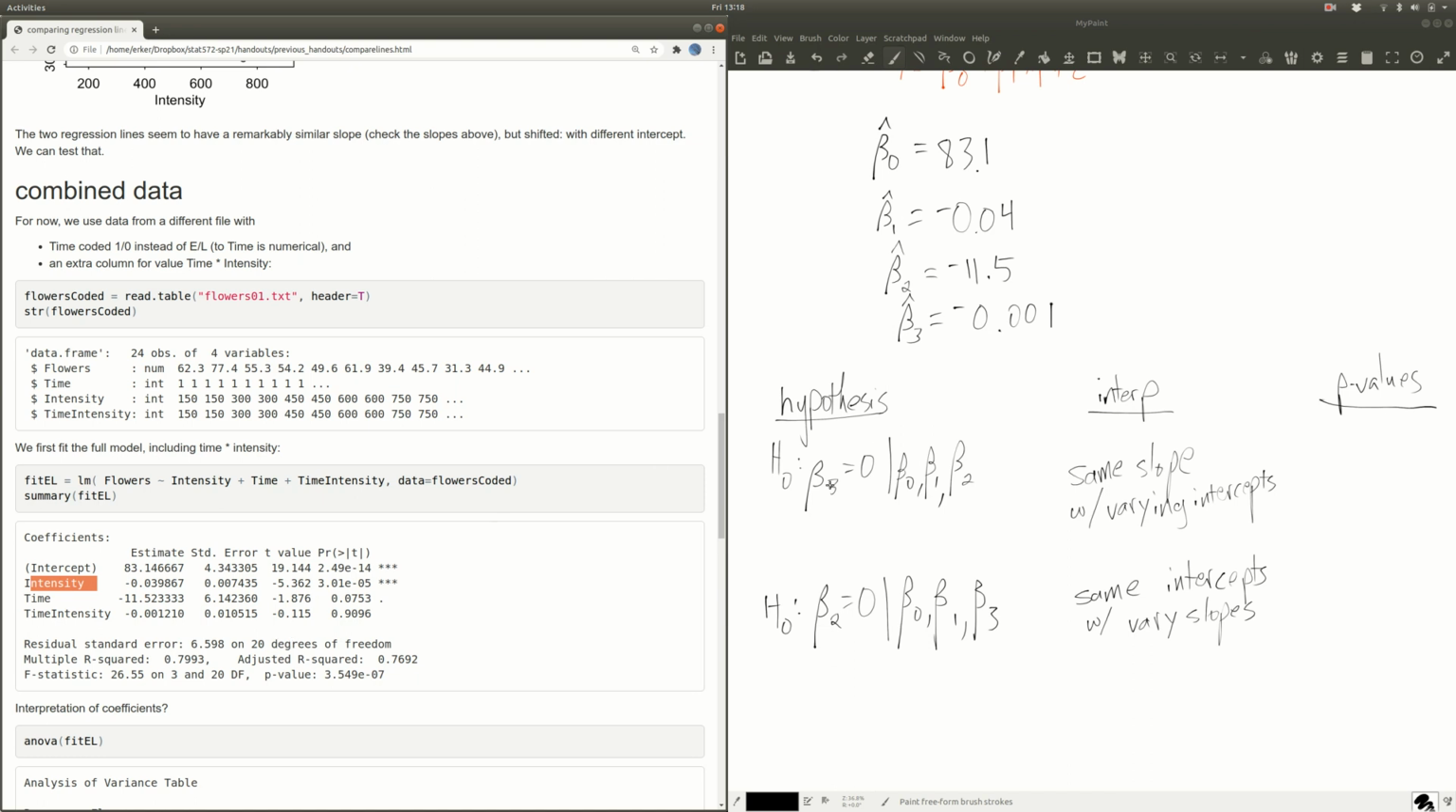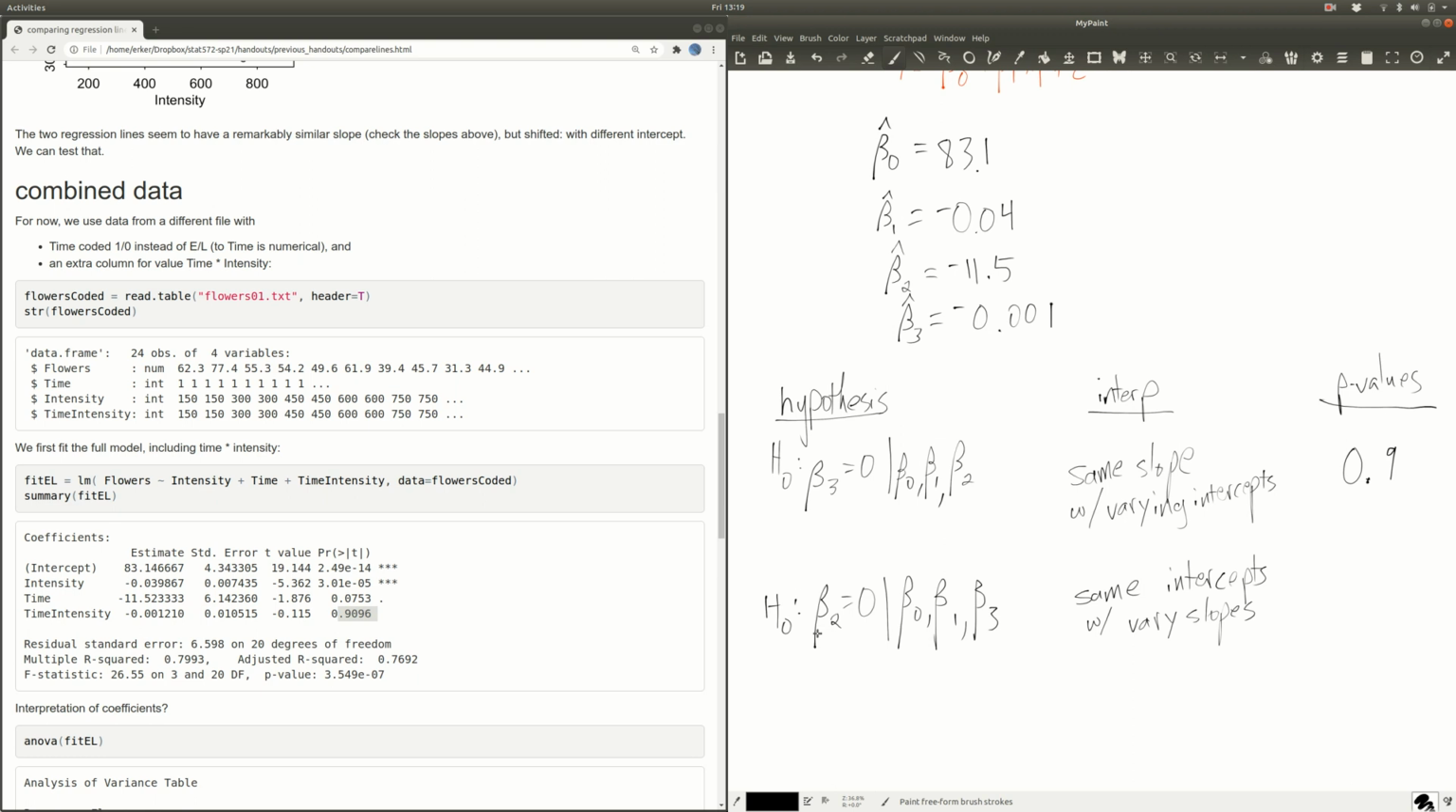So beta 3, this is the coefficient for time times intensity, the interaction between time, early or late, and intensity. And you can see that the p-value is 0.9, so it's super high. Very high, 0.9. So there doesn't seem to be any evidence that it's different than 0. So it seems like it's reasonable to accept that they do have the same slope.